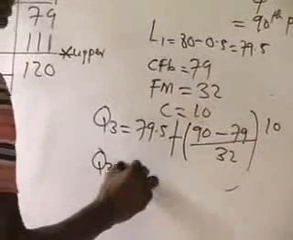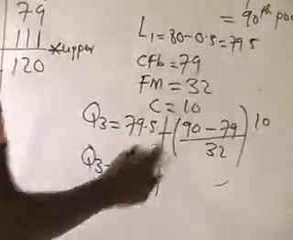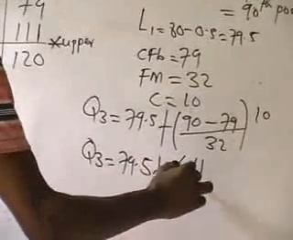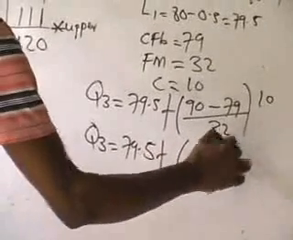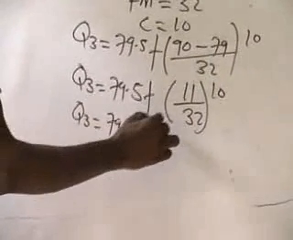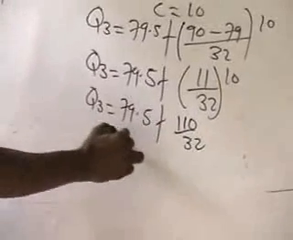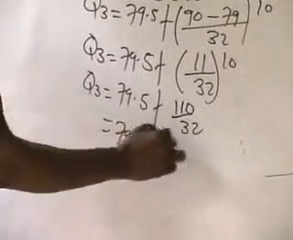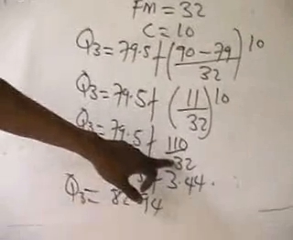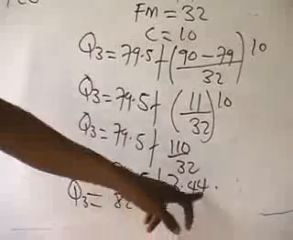Now we look at the next thing. So Q3 equals 79.5 plus 90 minus 79, which gives us 11, all over 32, then bracket 10. So our Q3 equals 79.5 plus 11 times 10, that is 110, divided by 32. Now 110 divided by 32 gives us 3.44. So 79.5 plus 3.44 will give us what?